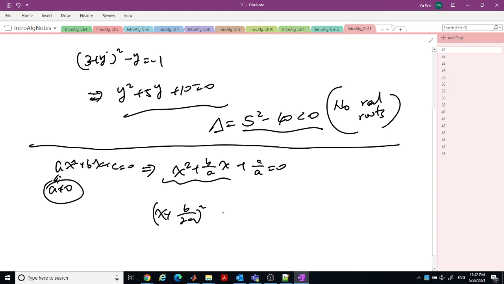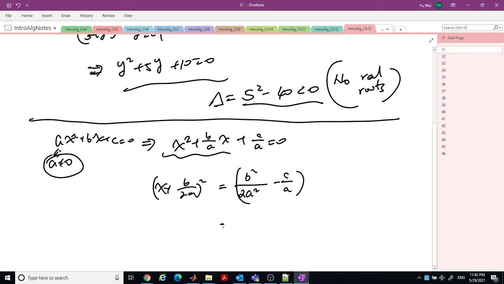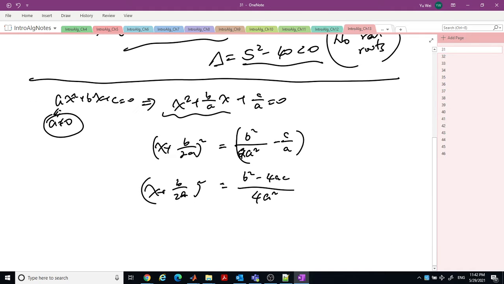x plus b over 2a, squared, is equal to, we add this on both sides, then minus c over a, right? So now you can see on the right side is b squared minus 4ac over 4a squared, equal to x plus b over 2a squared, right? So here is the perfect square, so this needs to be greater than or equal to 0. Then you have the real roots. Okay, so that's why we define this one as a delta, right?